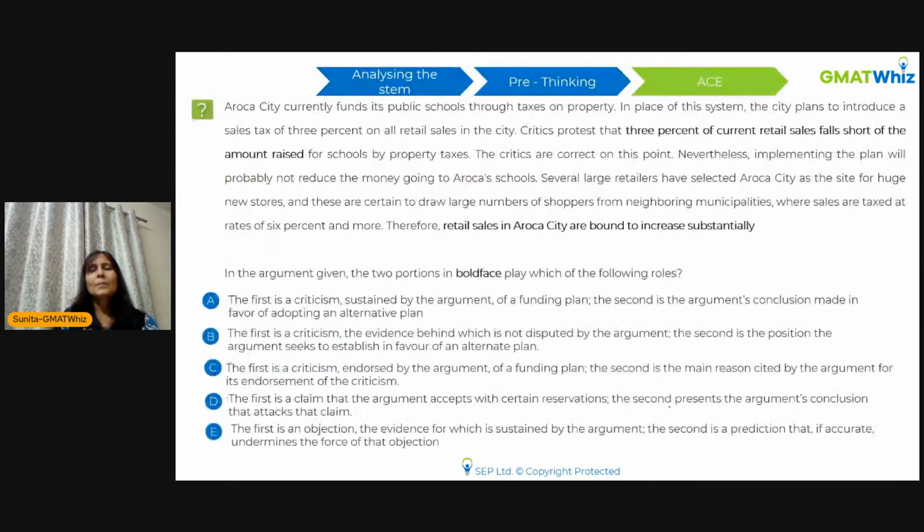Now, keeping our analysis in mind, and what was that analysis? The first boldface was a fact which was acting as a counter premise to this main conclusion here. Okay. And the second boldface was playing the role of the premise which was supporting that main conclusion. Now, I promised you that I would show you how to tackle the answer choices on the boldface questions.